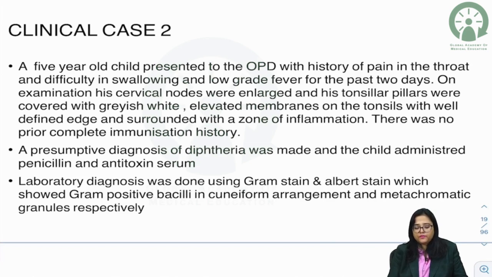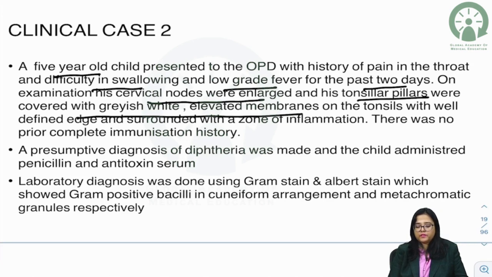We have a child which is 5 years. So a young child, 5 years of age, presenting to the OPD with history of pain, difficulty in swallowing and low-grade fever for past 2 days. Cervical nodes are found enlarged when we examine the patient, and tonsillar pillars were covered with greyish-white elevated membranes on the tonsil with well-defined edge and surrounded with a zone of inflammation. There was no proper complete immunization history.